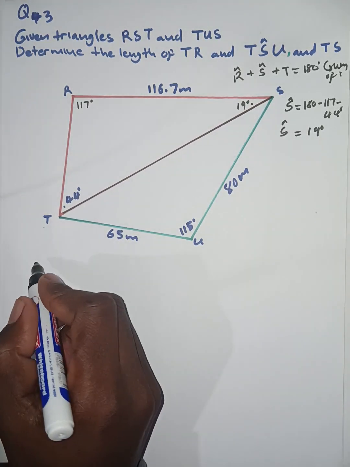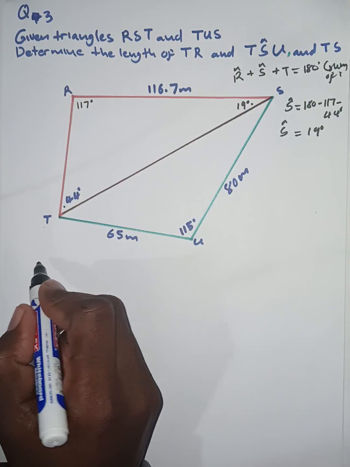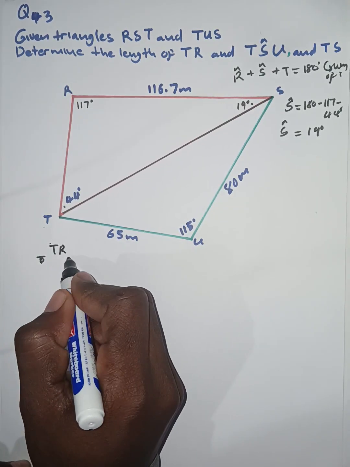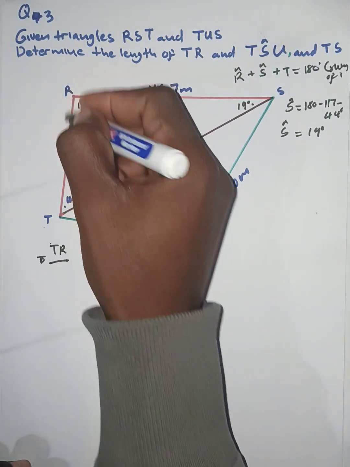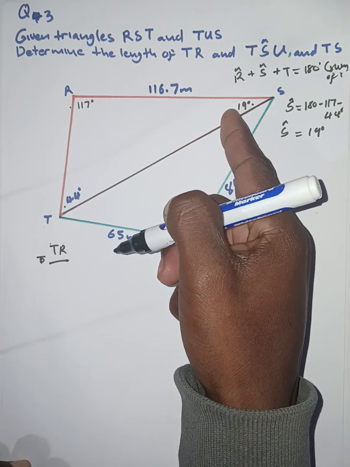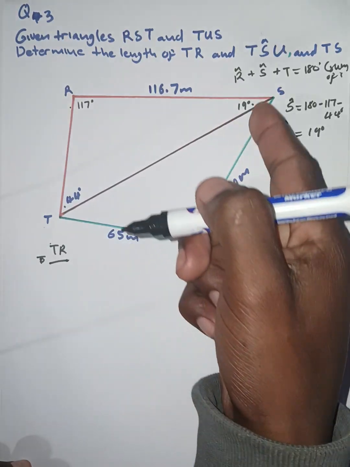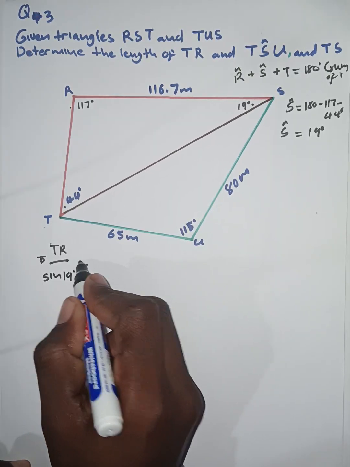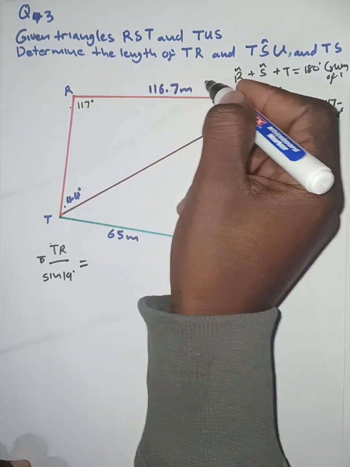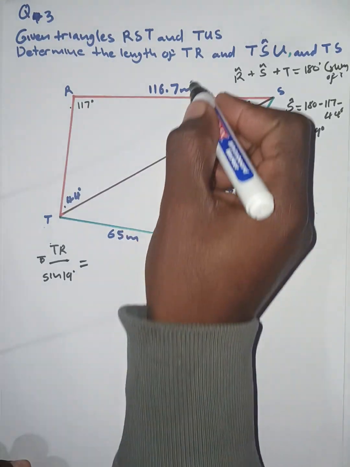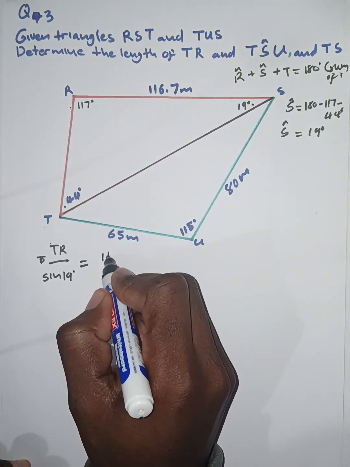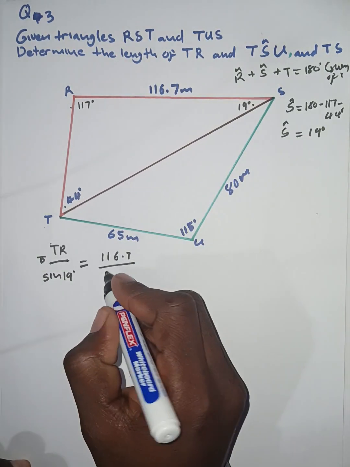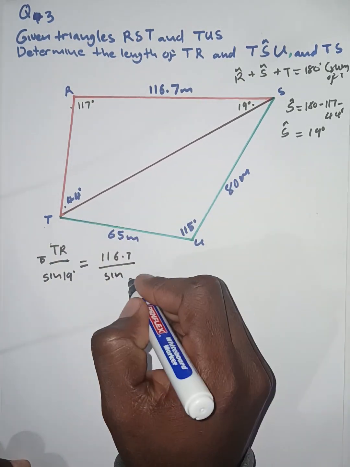So I'm going to say TR, and remember it works in pairs, right? So that's TR and its opposite angle. Of course, we take the sine of the opposite angle, so this would be sine of 19 degrees. That would be equal to, again, a side, which is 116.7, and we divide by the sine of its opposite angle. So this would be sine of 44.